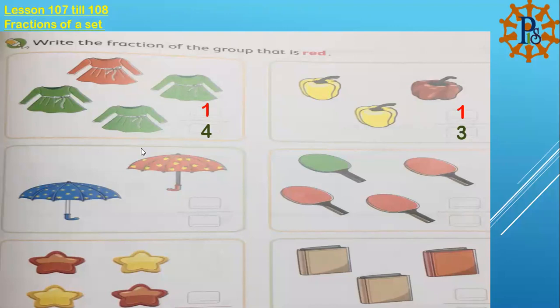Ferris, can you solve this one? How many red do we have? 1/2. 1/2. Very good, Ferris. Ferris, can you solve this one? The second one here? 1/4. No, we talk about the red. 3/4. 3/4. Or we can read it as three quarters.